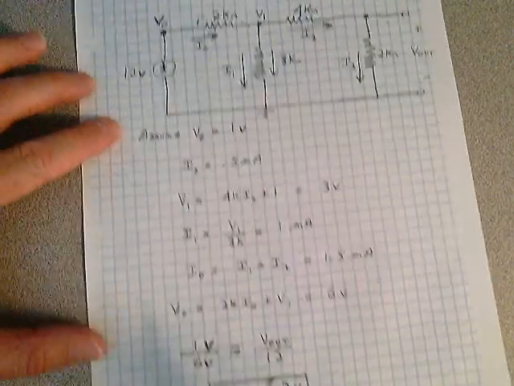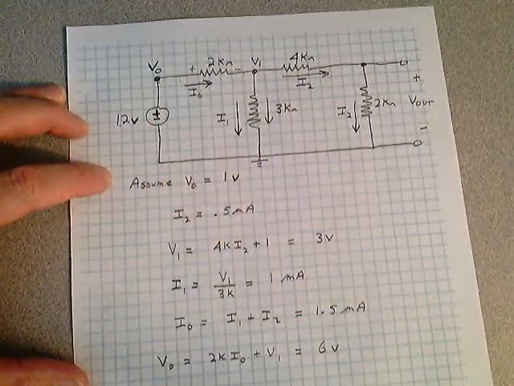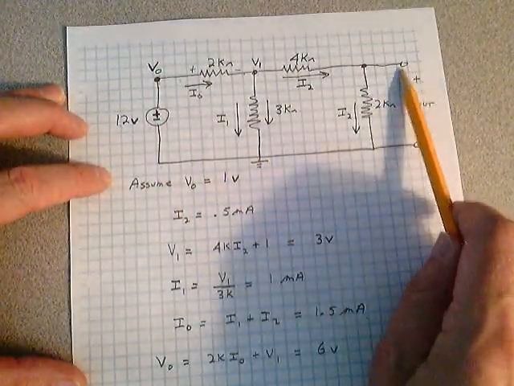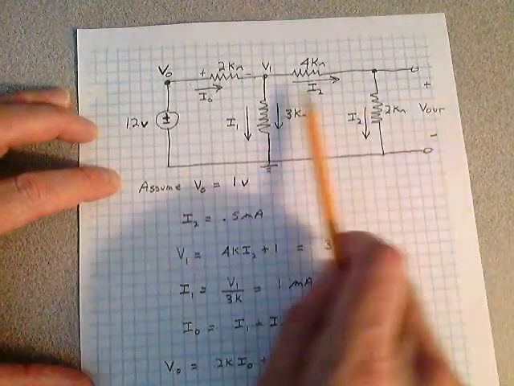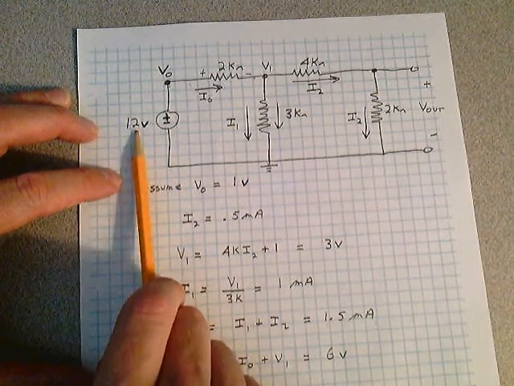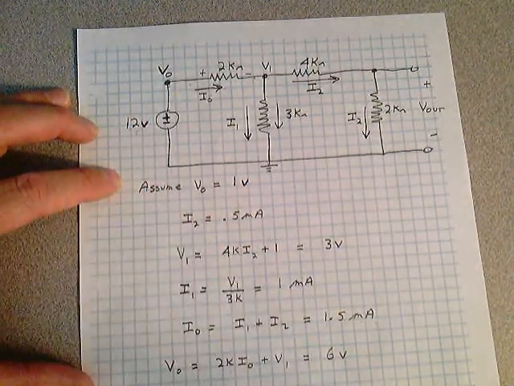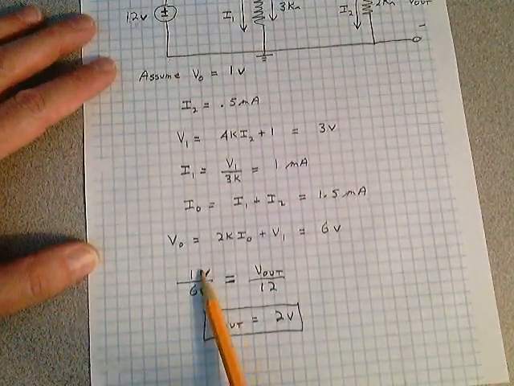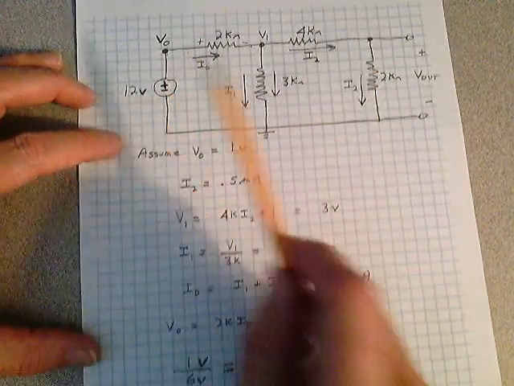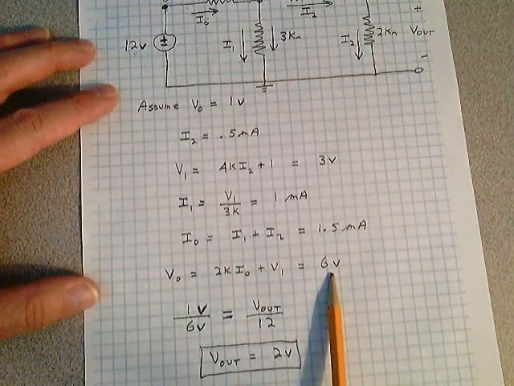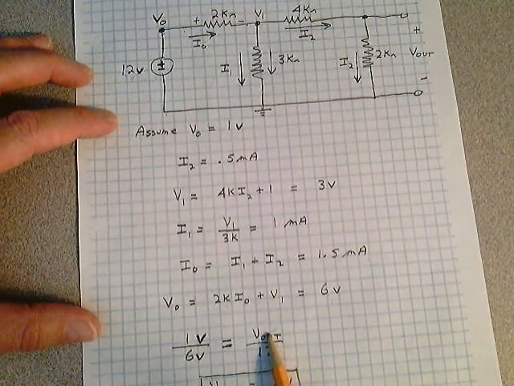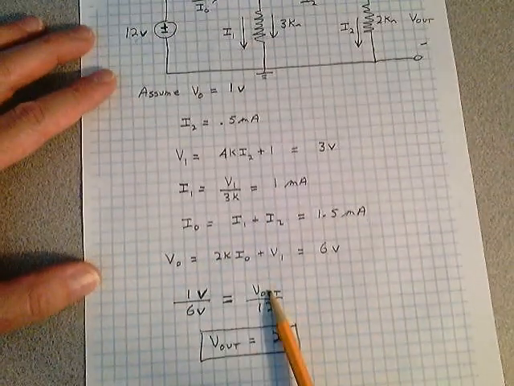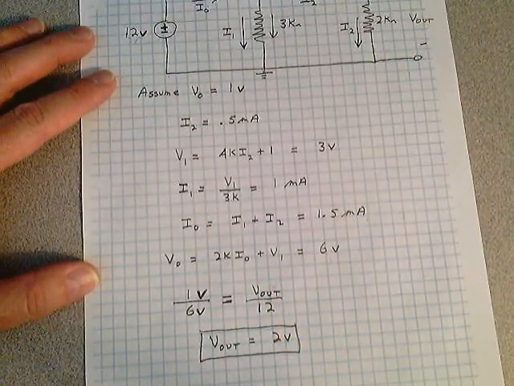We calculated V out of this circuit using linearity by first assuming 1 volt here and working backwards to get this V out parameter. And then we said that 1 volt was to the 6 volts that we calculated, as X, our unknown V out, is to 12 volts.